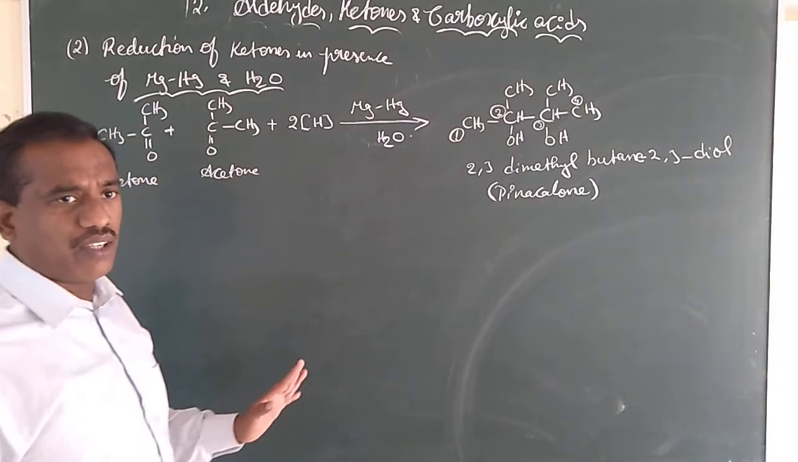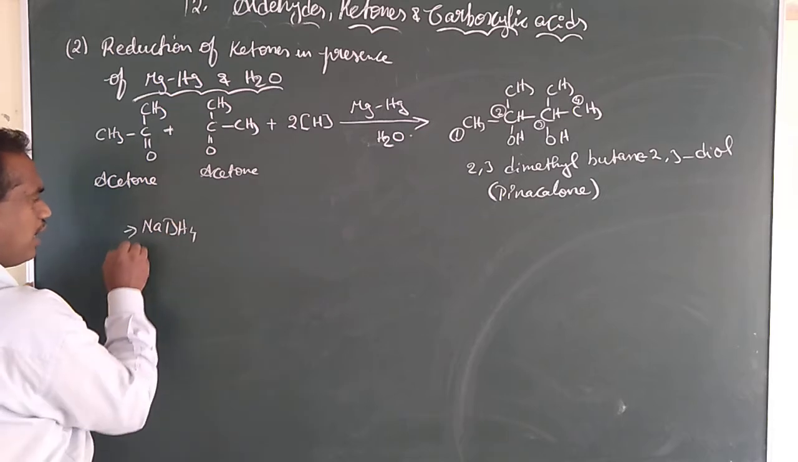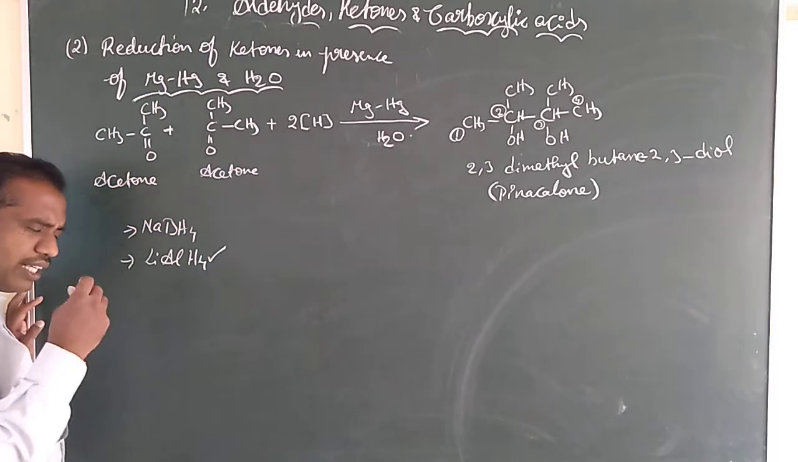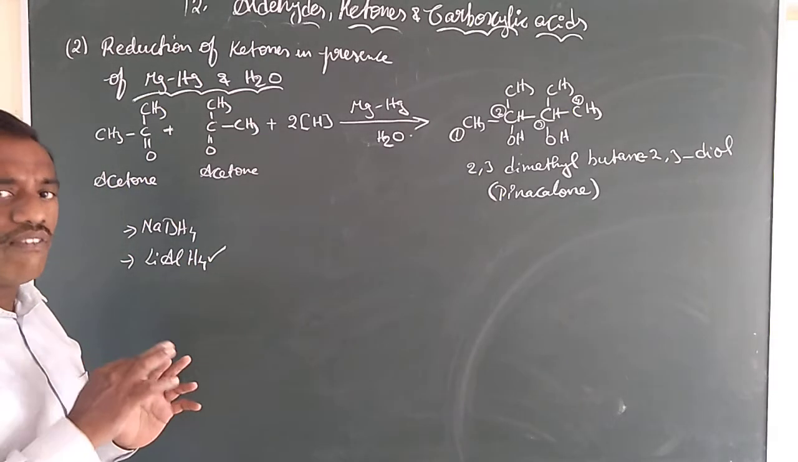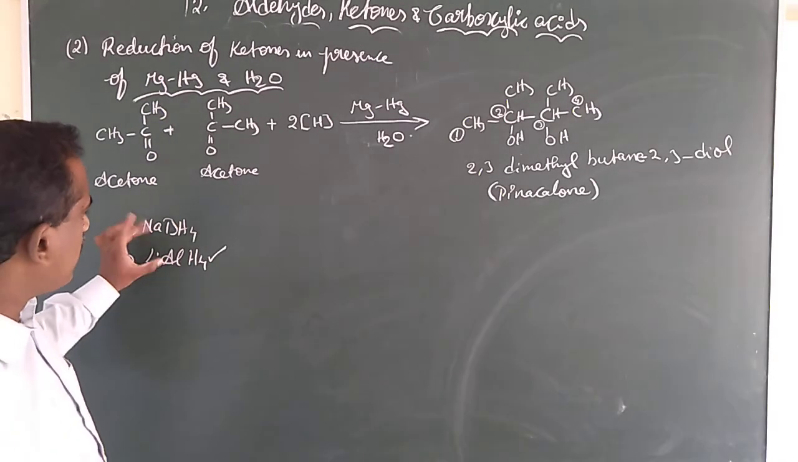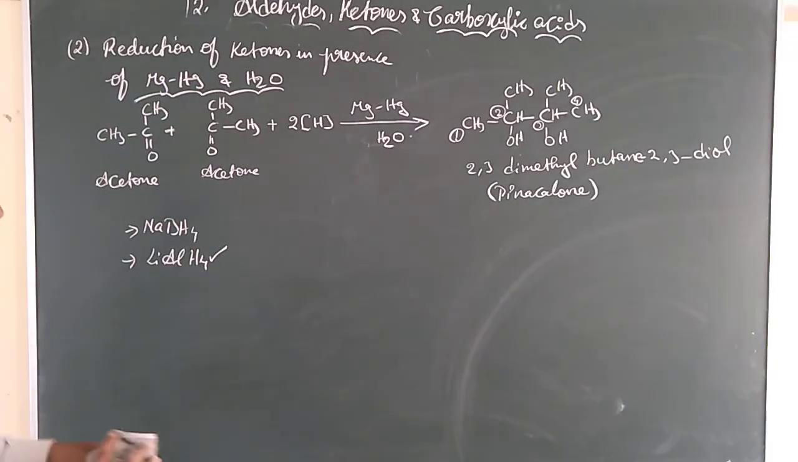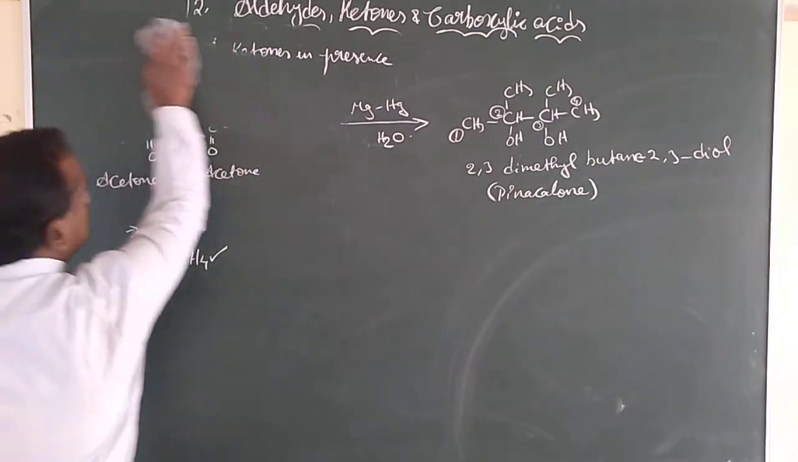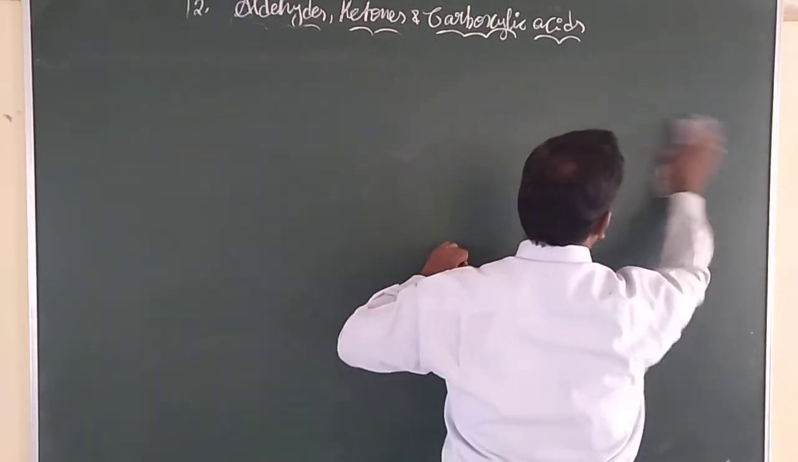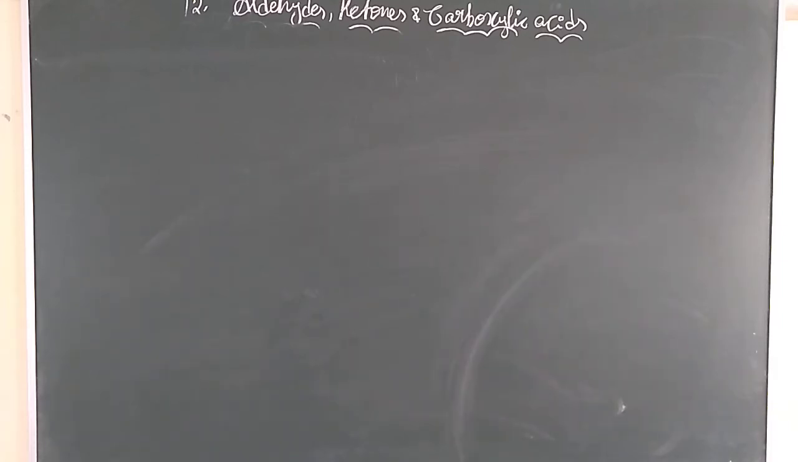Remaining reduction reactions you learn. What are the reagents you know? Sodium borohydride. Among reduction reagents, the best is lithium aluminium hydride. This can reduce many of the functional groups. It is a very strong reducing agent. We had already learned this in the textbook, so I am not repeating it. Please go through the reduction reactions. Once the reduction reactions are completed, we will switch to the oxidation reactions. So give the heading in the notes: oxidation reactions.